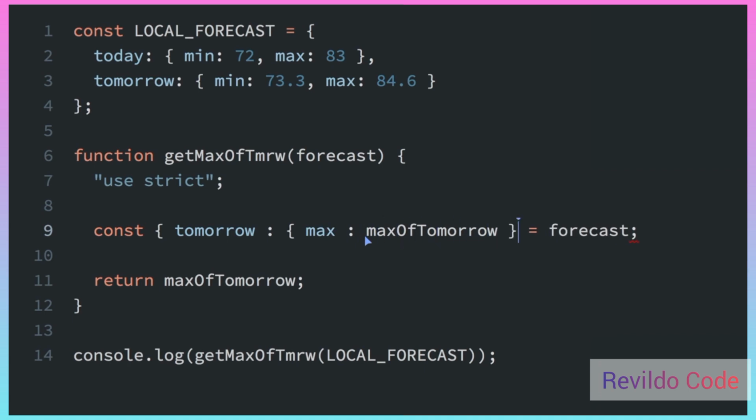Now we need two sets of squiggly braces here. So we have this one and this one. And so we've destructured two times, and the variable is max of tomorrow. So we've set the max that was inside tomorrow to max of tomorrow. So if I run this, you'll see it's 84.6.